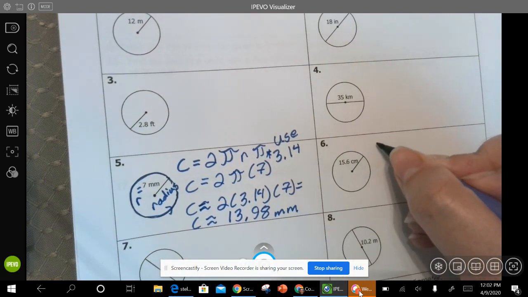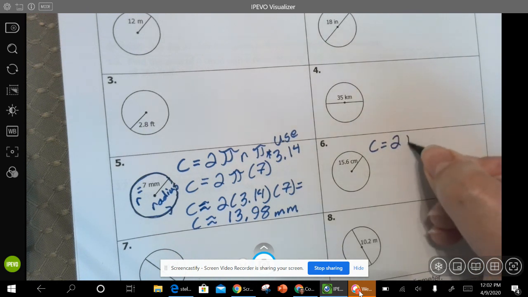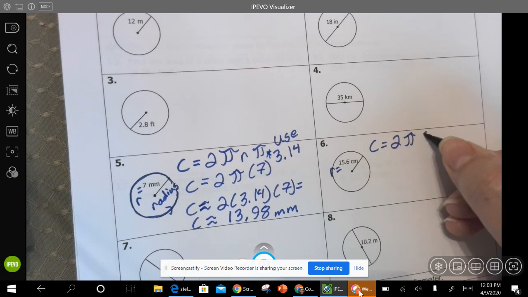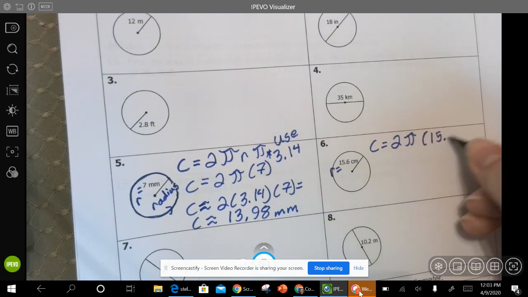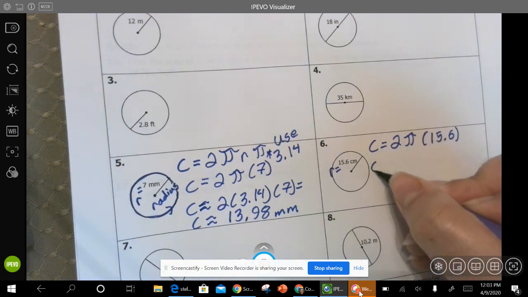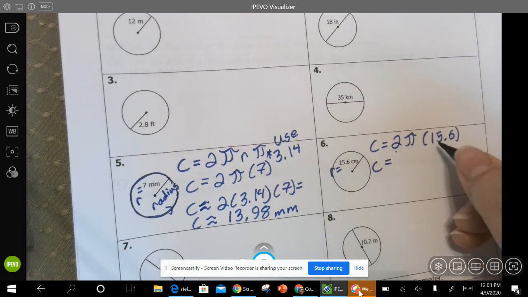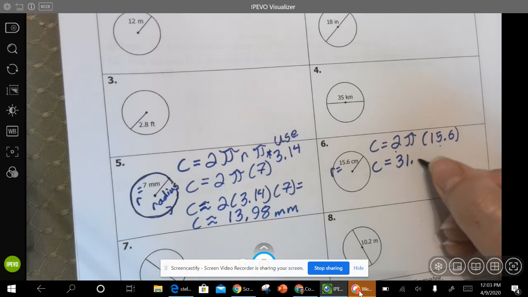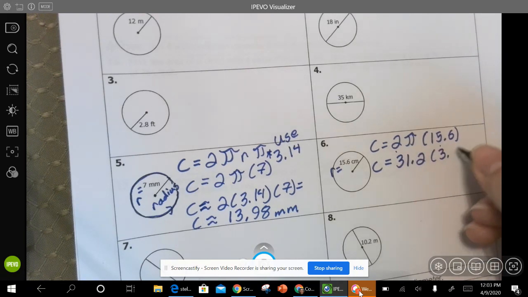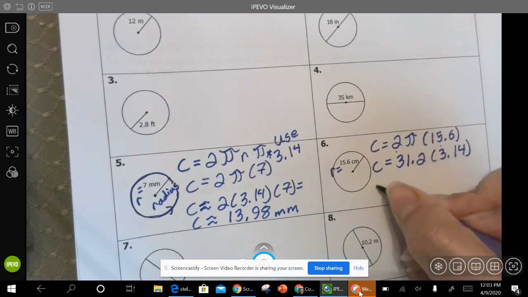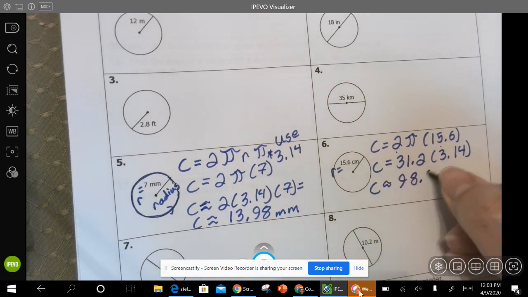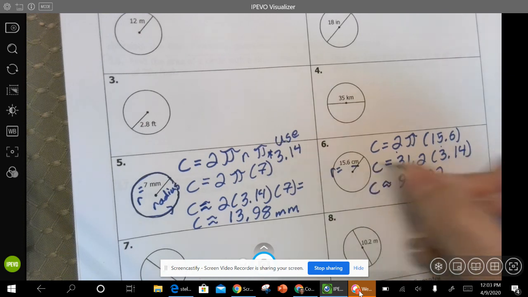Okay, same thing for the next one. So circumference is equal to 2 times pi, halfway across, so it's the radius. So I'm going to substitute in the 15.6. So I'm going to multiply 2 times 15.6, so just another way to do this. Okay, and then I multiply it times pi, 3.14. So it's approximately 98.2 centimeters.